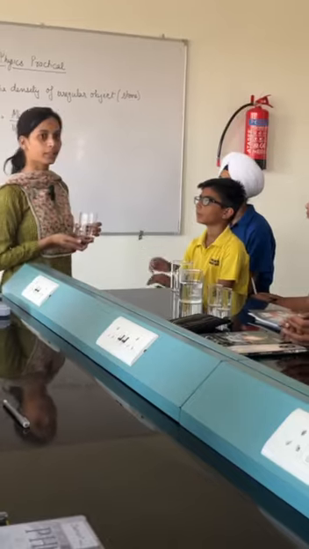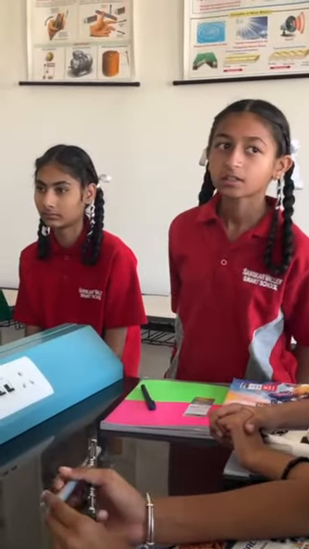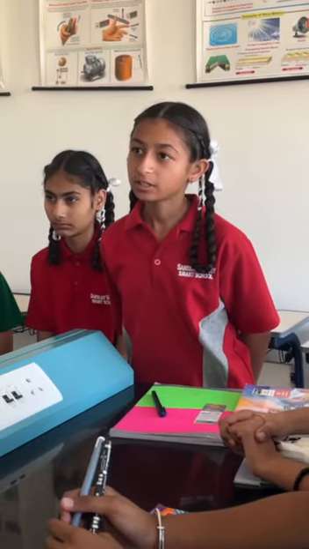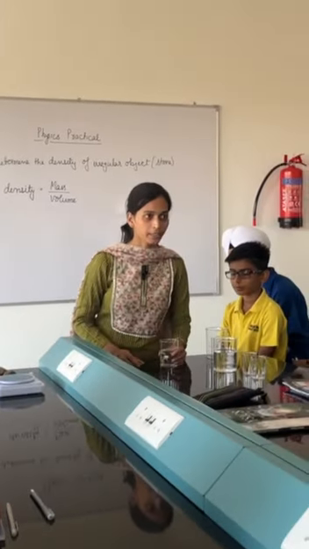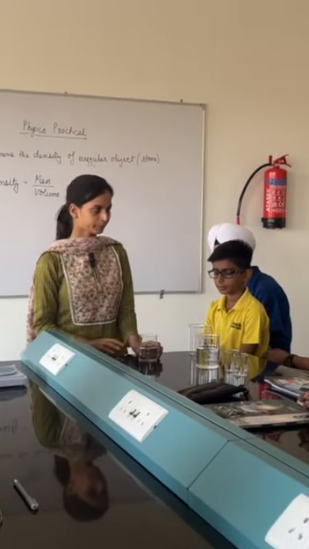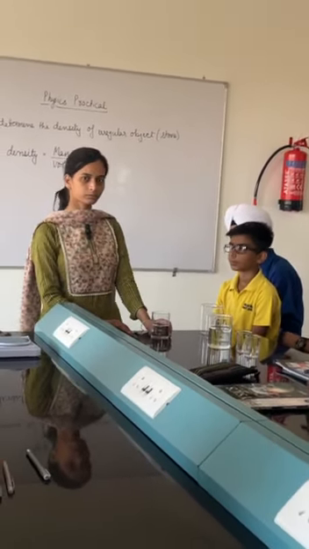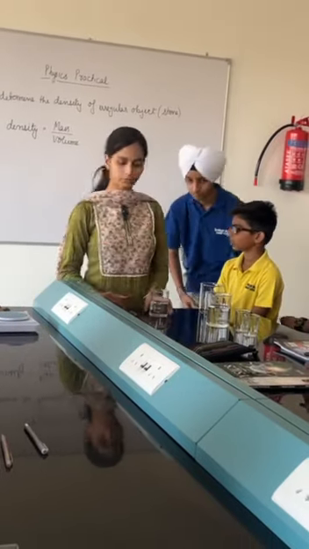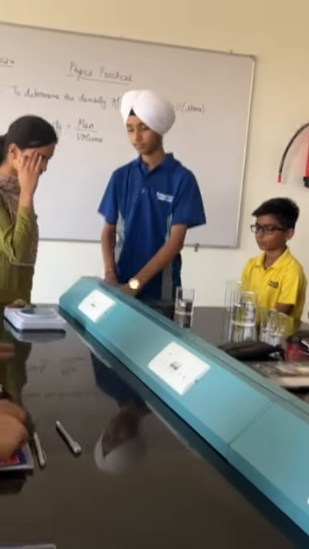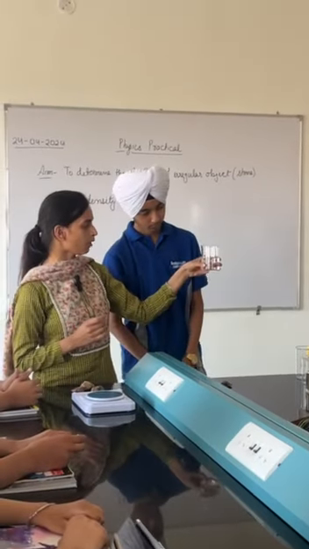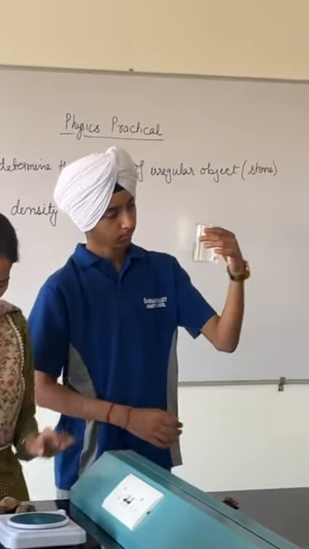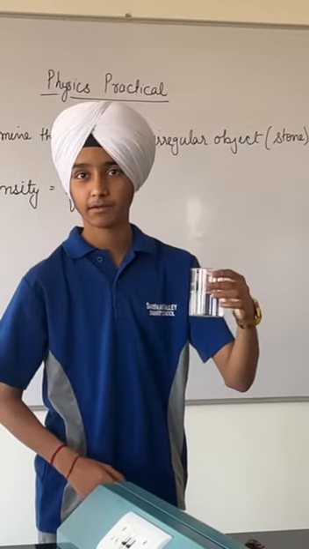And then how will you find the volume of stone? Final volume minus initial volume. So let's start. Are you ready? Okay. I want a student to come here. First, tell everyone what is the exact volume of water in the beaker. Exact volume of water is 150 ml.